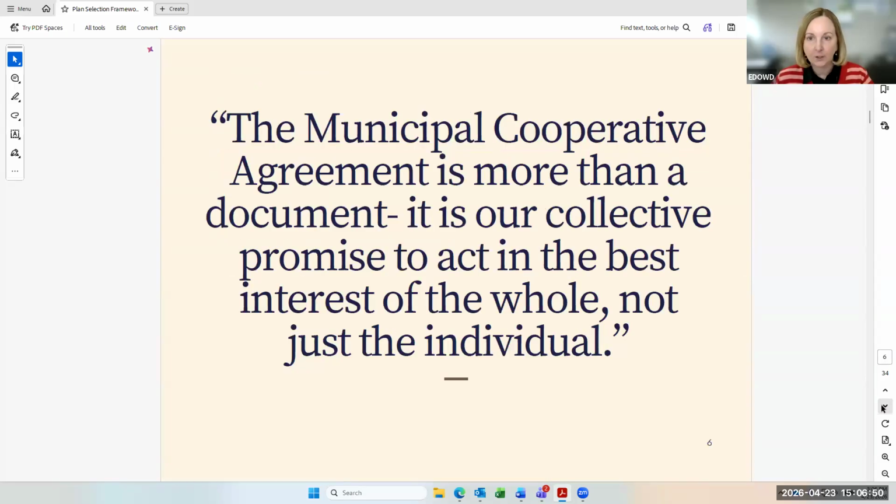So let's focus first on our municipal cooperative agreement. The municipal cooperative agreement is more than a document. It is our collective promise to act in the best interest of the whole, not just the individual. Once again, talking about the long-term sustainability of the whole.